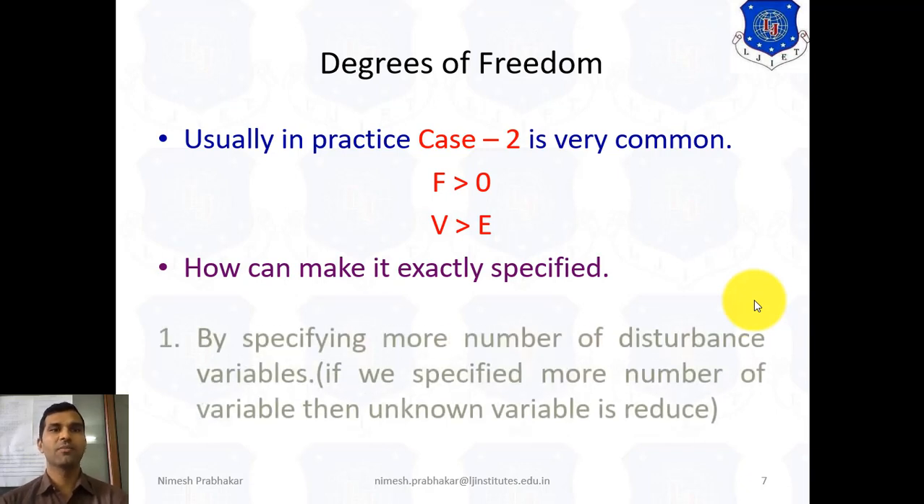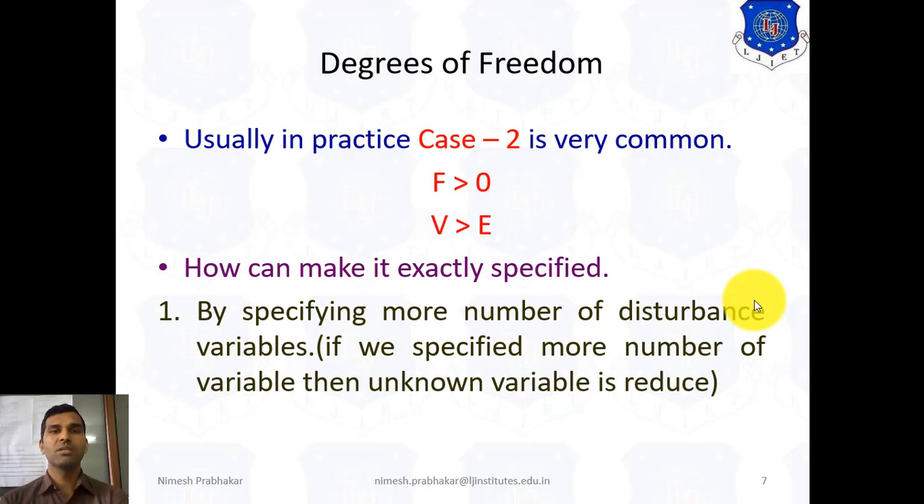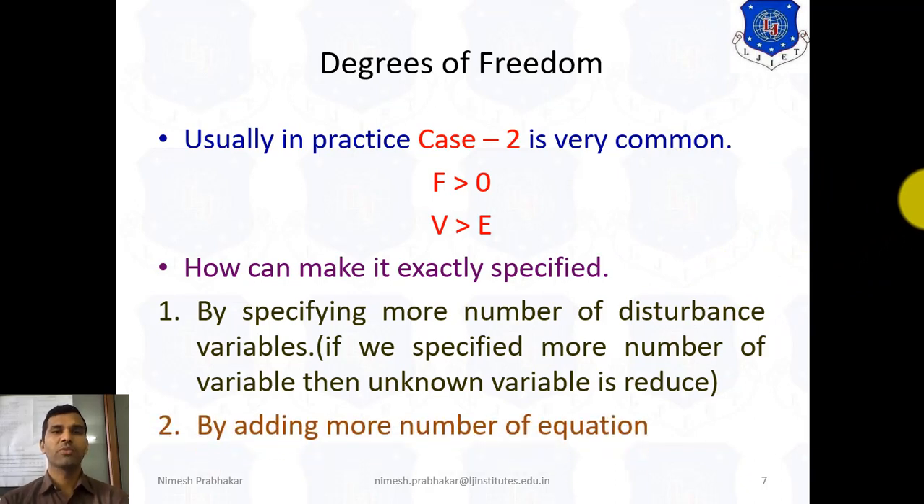The first one is by specifying more number of disturbance variables. That means if we specify more number of disturbance variables, then the unknown variables are reduced. So we can easily make this system exactly specified. And the second way is by adding more number of equations. If we add more number of equations, then we can also specify this system as exactly specified.